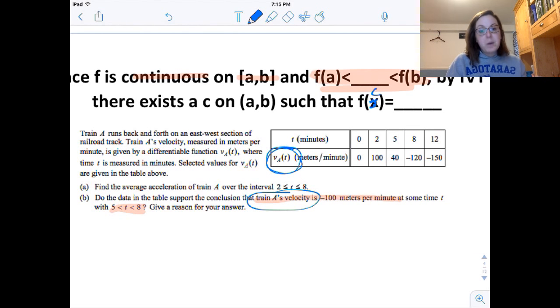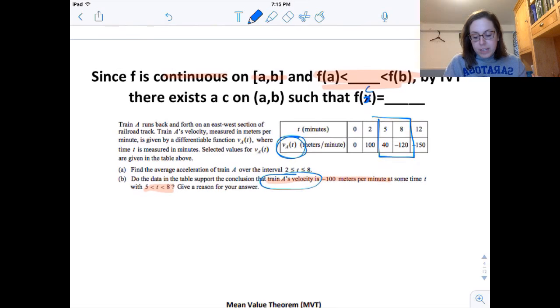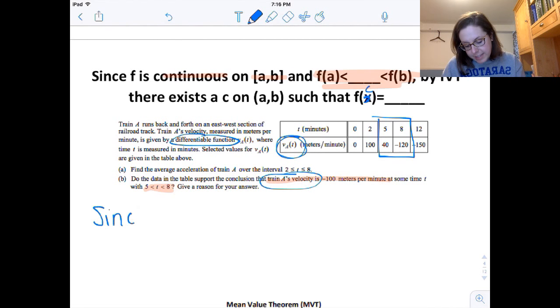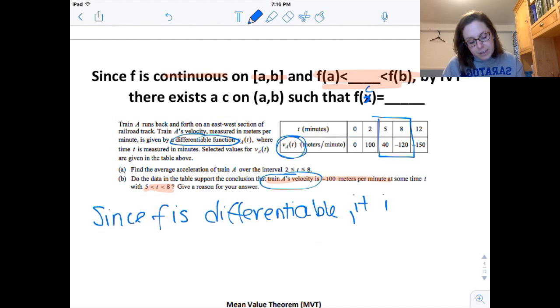And so what I'm going to do is think through this logically first. If I'm going from 5 to 8, if I start at 40 and I end up at -120, do I have to cross -100 at some point? Yeah, absolutely. So here's your argument. We see here that this is differentiable. That implies it's continuous. So since VA is differentiable, it is continuous. And write the words out, you can handle it, on the closed interval. C, C, right? Continuous, closed.